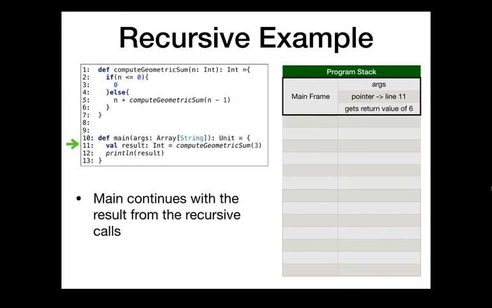Then when that frame returns, we get 6 back to the main method, and our program gets to run business as usual. So this variable result is finally created to store that 6. We can print 6 to the screen, and we got our correct geometric sum of 3.